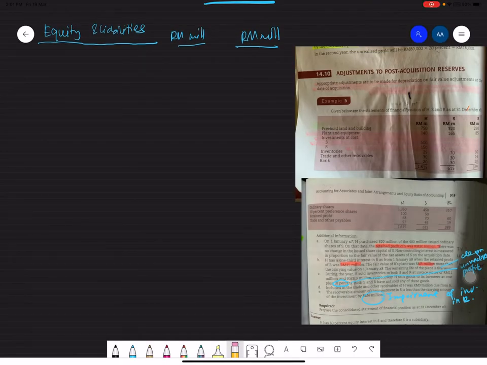Okay, we continue again with the equity and liabilities. Here now we have finished this part. Now we are looking at this part. So we start with equity. In this case it will be ordinary shares.